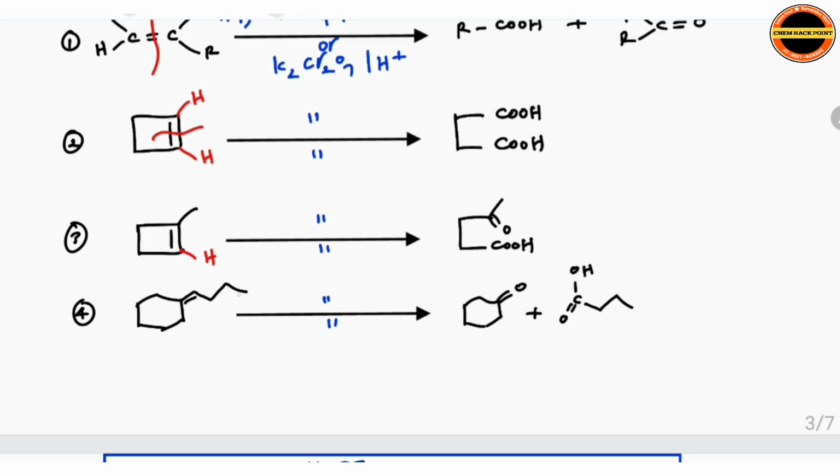Now, here the double bonded carbon with hydrogen. Where is the hydrogen? Here there is hydrogen. So the double bonded carbon with hydrogen we convert into COOH. So this one, we are breaking the bond here. So one side is carboxylic acid, this one is carboxylic acid, the remaining is CO. For the other part, we are just adding oxygen.